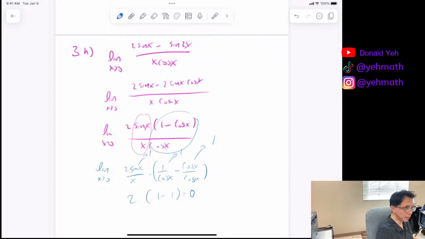You cannot take out 2 inside the sine 2x. Are you talking about from this step to here? Yeah, I take out the 2 sine of x. You cannot factor out 2 because this 2 is inside the sine. You cannot take out 2 because that doesn't make sense. The argument never touch.